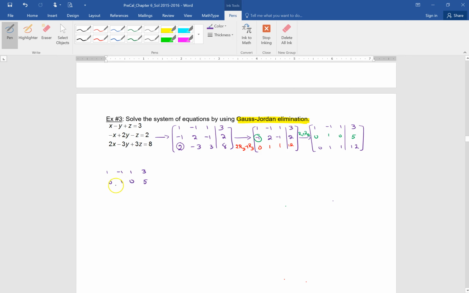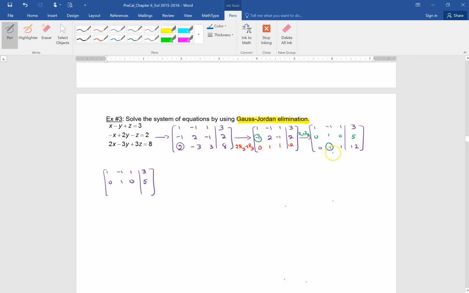Now, if you really get savvy with this stuff, you could do multiple steps at the same time. Like, at each step you can do 2 things or 3 things. Okay, so I'm going to change this one. How can I get rid of that one? What can I do?